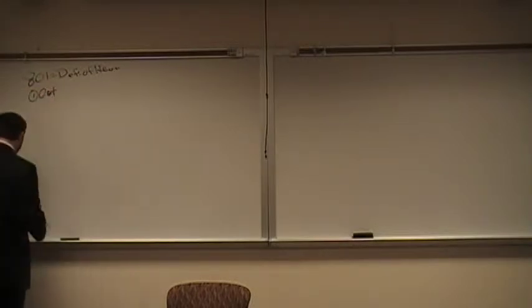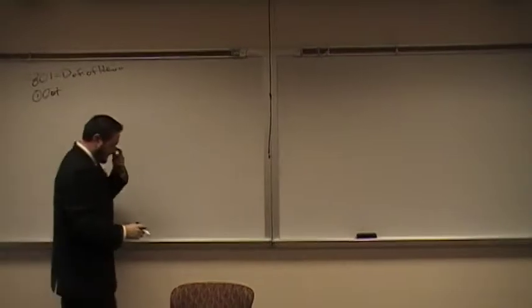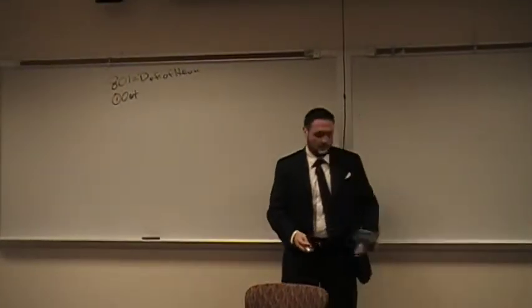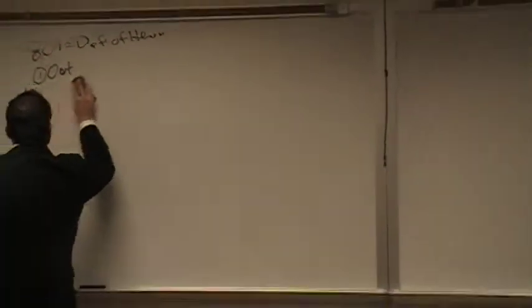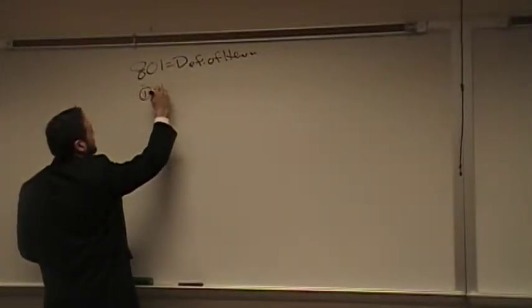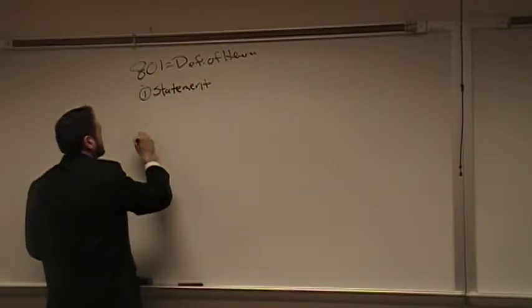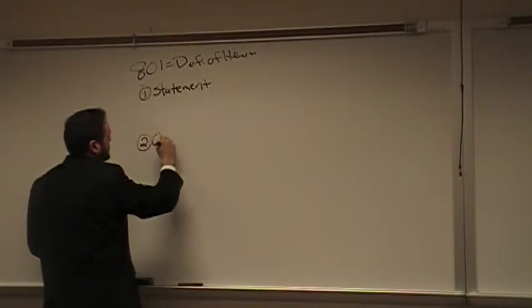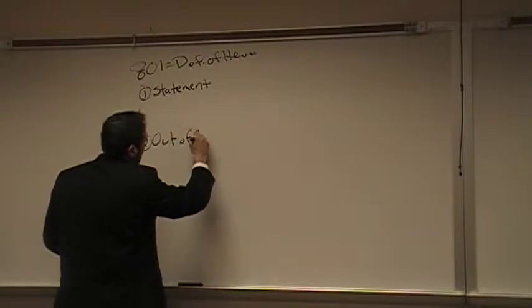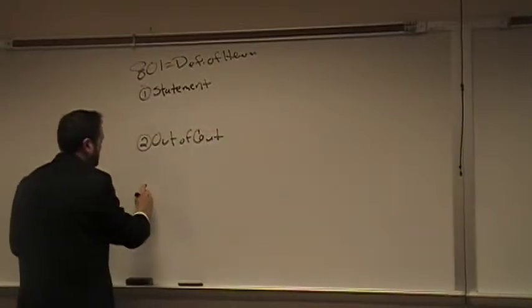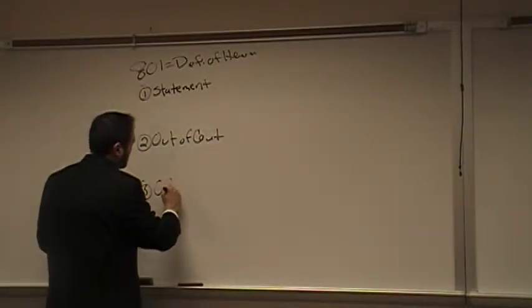Well, what's a better place to start? It has to be a statement. Hold on, you're jumping. Alright, first thing you need is a statement. What's the second thing you need? Out of court. It's got to be made out of court. And the third, the truth of the matter asserted. It is offered for the truth.